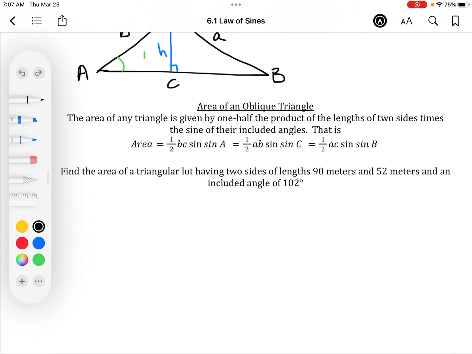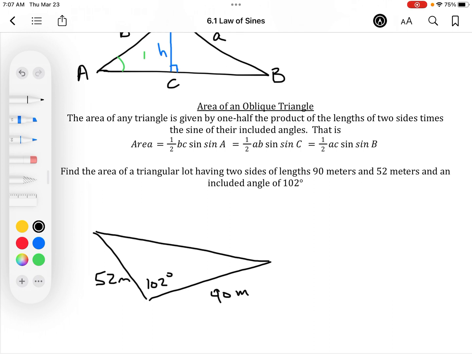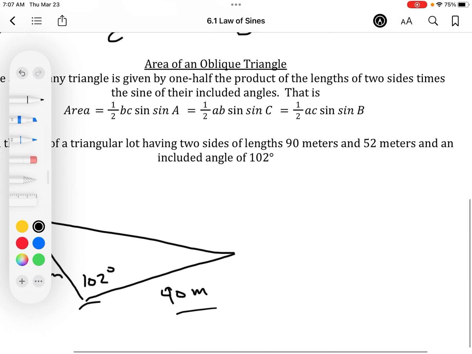So for example, if I've got a triangular lot having two side lengths of 90 and 52, and the included angle is 102 degrees, and I've got a 90 meters and I've got a 52 meter. So if I've got this case, all you need to know is two sides and an included angle.